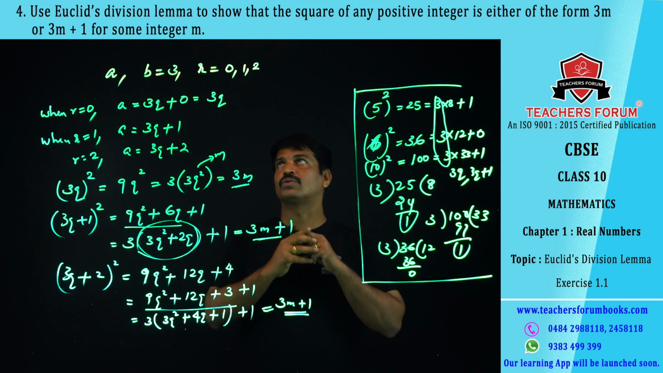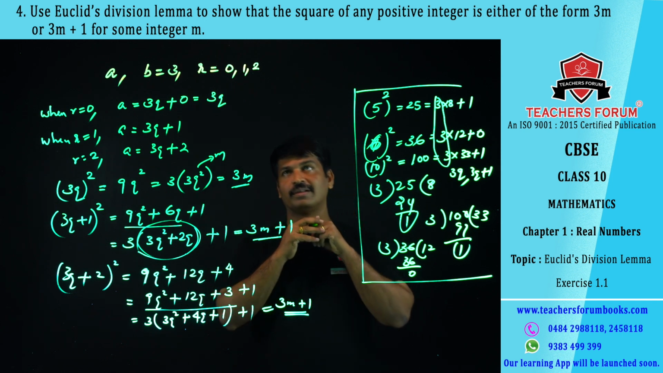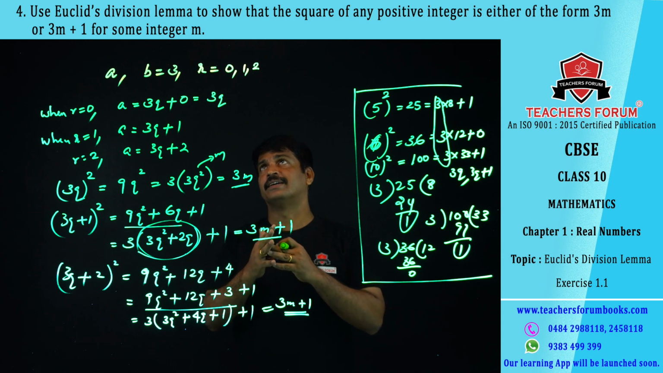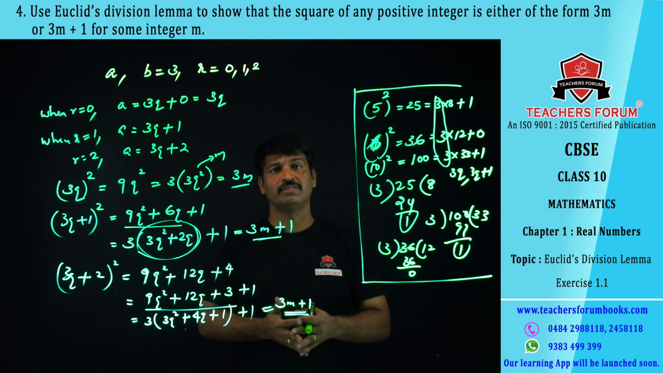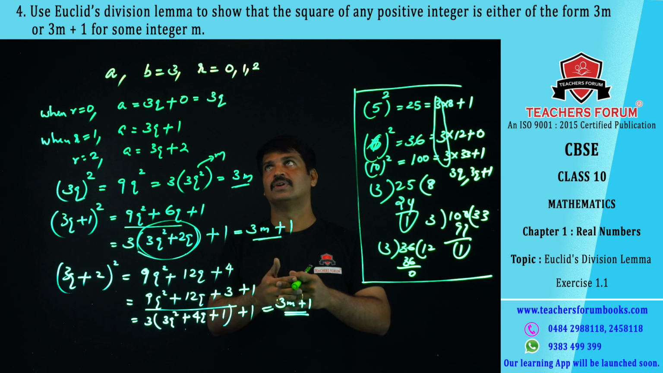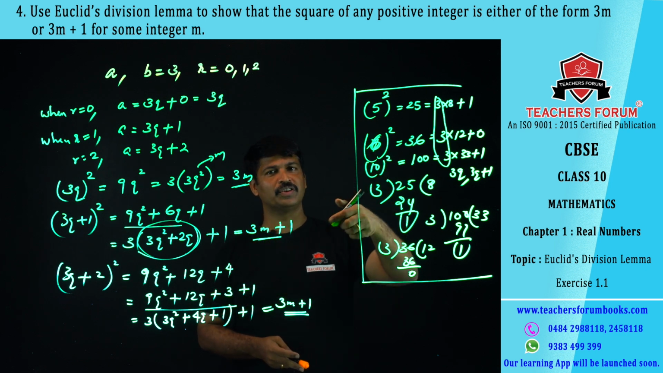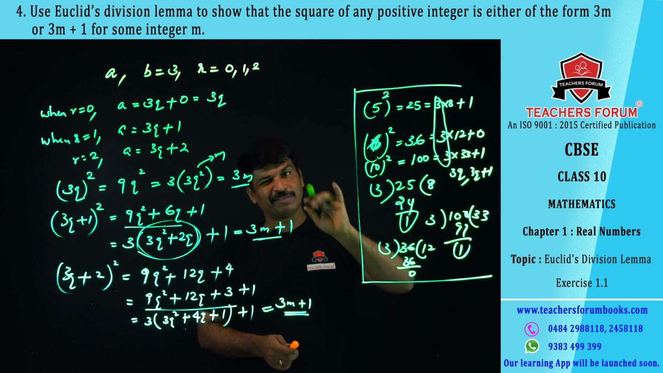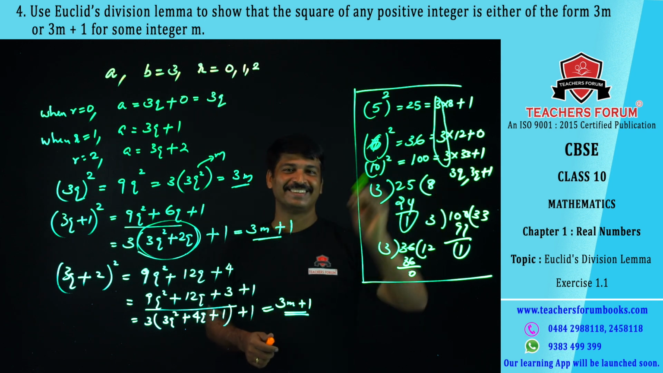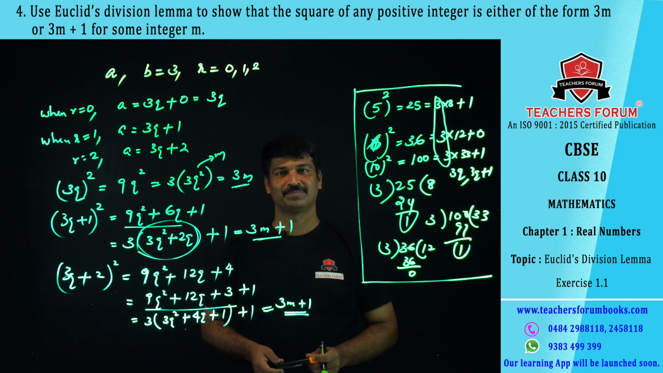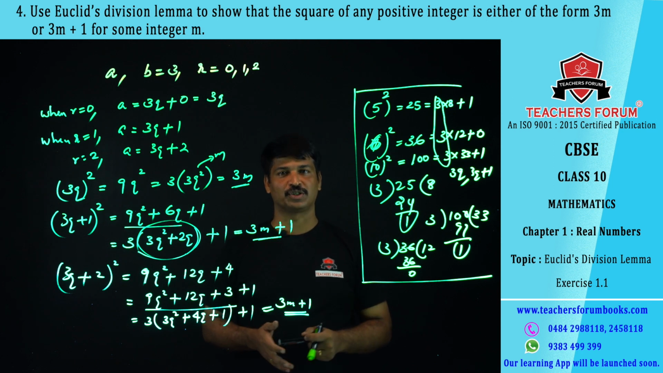That is, using Euclid's division lemma, we have shown that the square of any positive integer is of the form 3m or 3m plus 1. You take any positive integer, just find the square, and divide by 3, it will always be of the form 3m or 3m plus 1. Okay, now let us move to the next one.